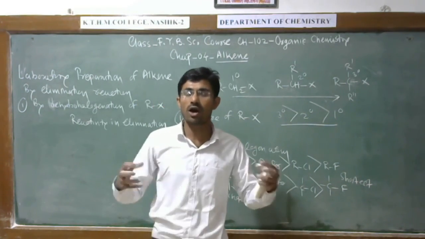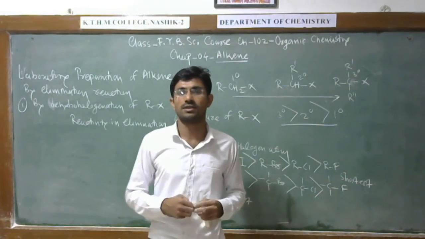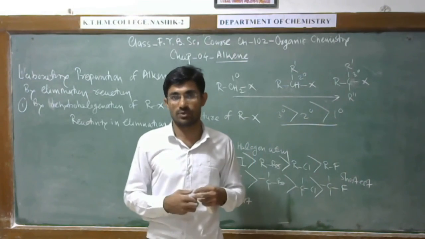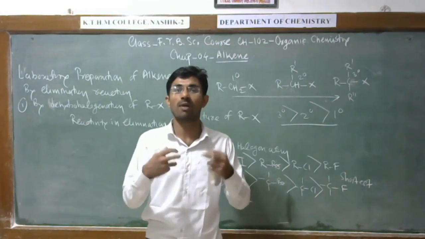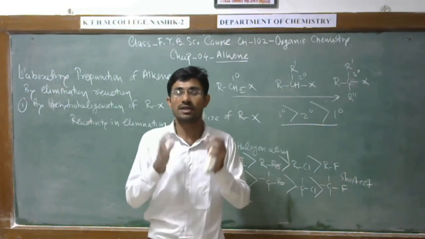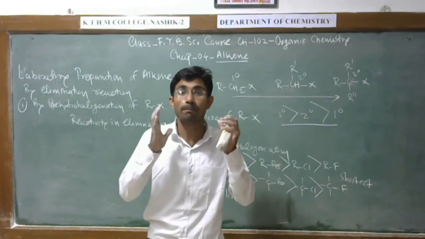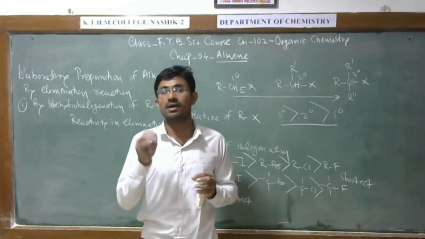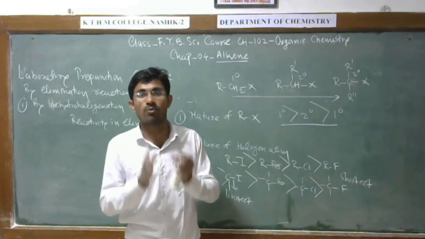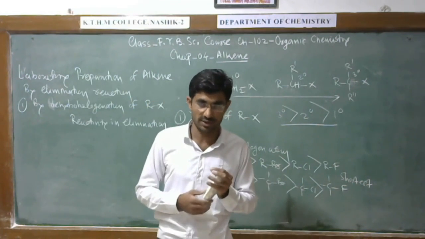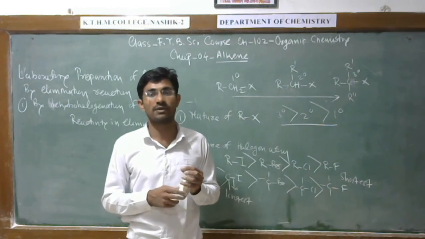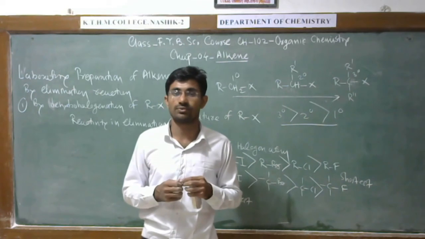As this bond is the longest, the bond between carbon and iodine is easily broken, while the bond between carbon and fluorine is the shortest and does not break easily. So on this basis we can say that alkyl iodide is more reactive than alkyl fluoride. So these are the two factors which decide the reactivity in elimination reaction.